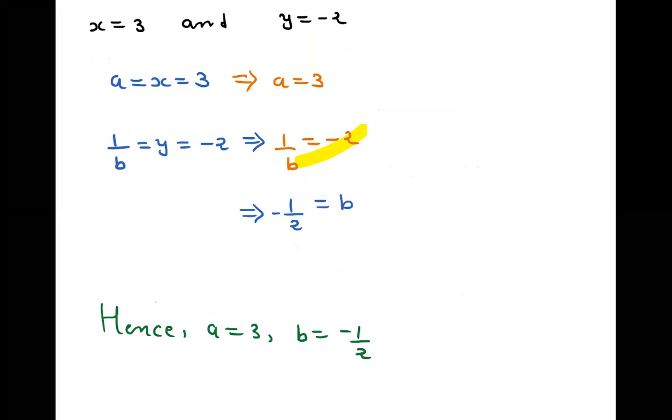Change their place, cross multiply. You got b is equal to minus 1 upon 2, and this is your answer.